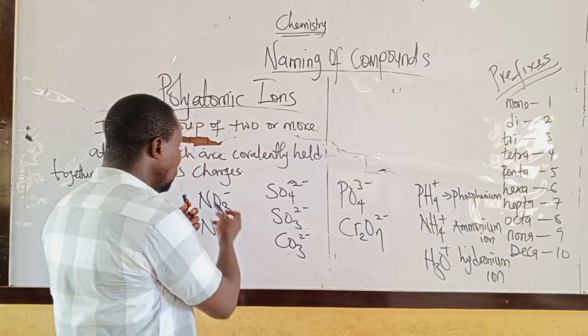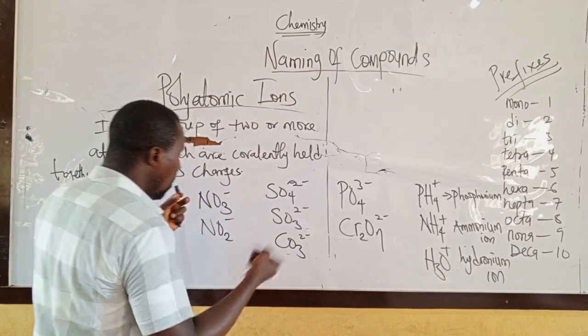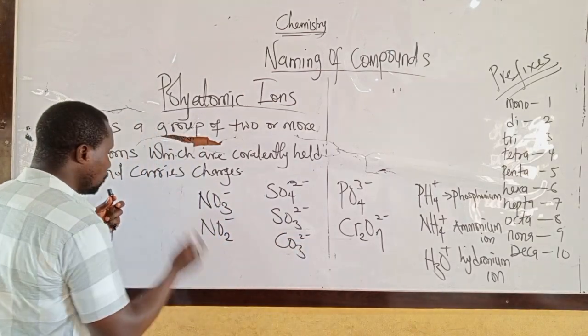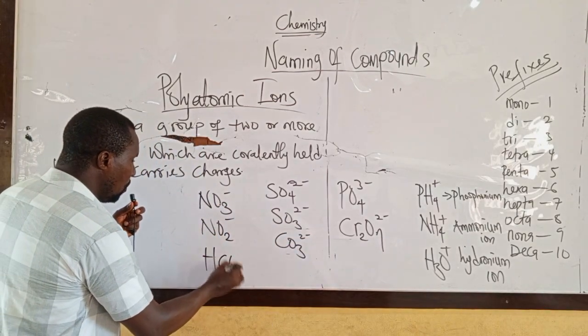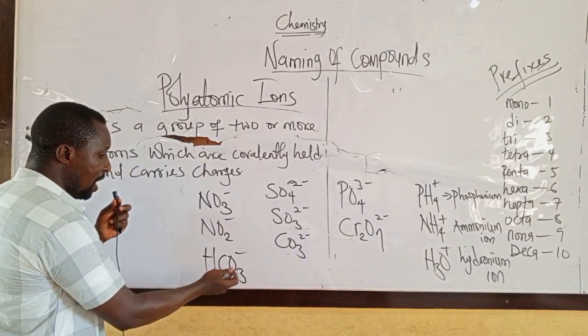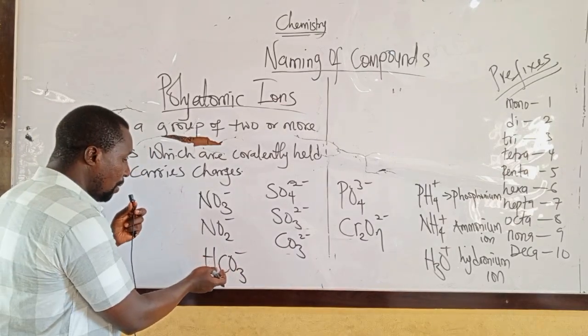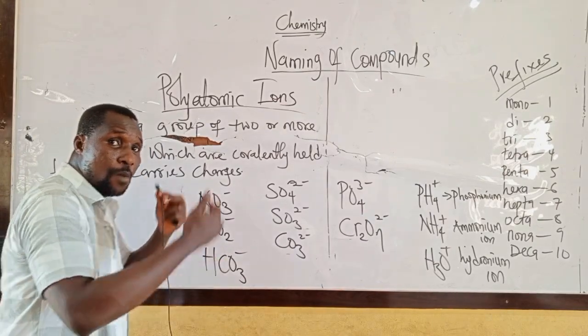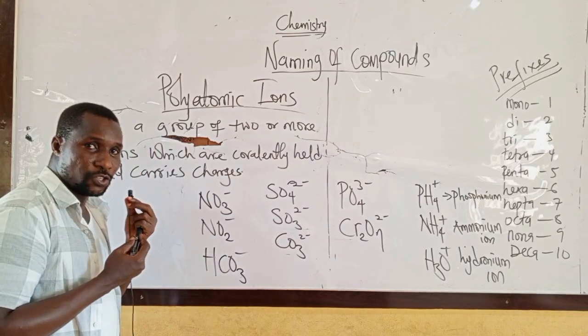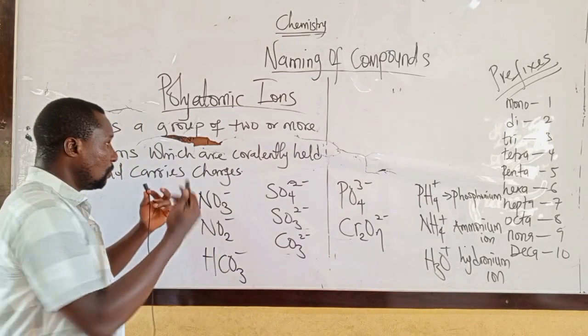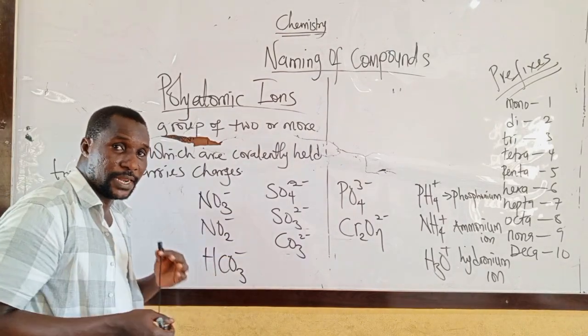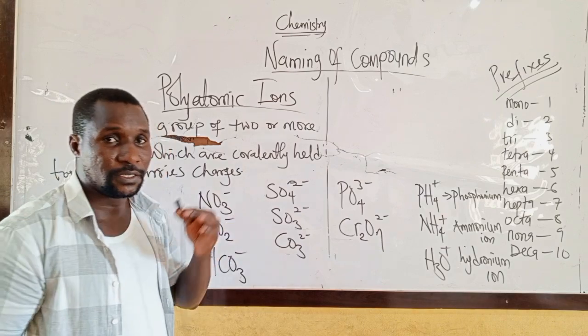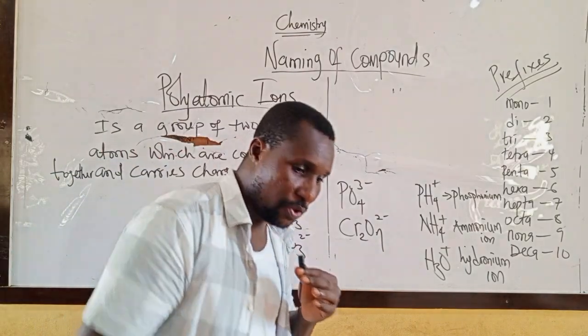Can you see when you have two or more atoms? For example, HCO3 minus. Here we have 3 atoms: hydrogen, carbon, and oxygen. Two or more atoms which are covalently bonded together and carries charges. That is what a polyatomic ion is.